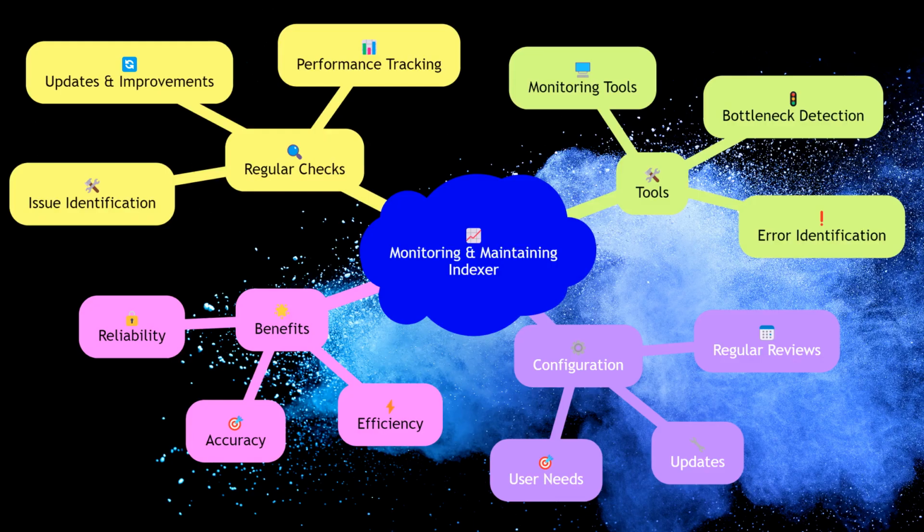Monitoring and maintaining the indexer is crucial for ensuring its long-term performance and reliability. This involves regularly checking the performance of the indexer, identifying and addressing any issues, and making necessary updates and improvements. For example, you can use monitoring tools to track the performance of the indexer and identify any bottlenecks or errors. Additionally, you should regularly review and update the configuration of the indexer to ensure that it continues to meet the needs of the users. Regular maintenance and monitoring can help you ensure that the indexer remains efficient, accurate, and reliable over time.